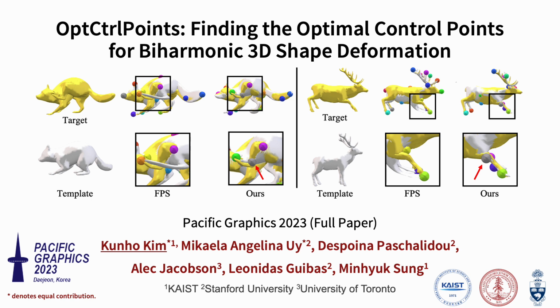Today, we introduce OptCtrlPoint, finding the optimal control point for Biharmonic 3D shape deformation. As you can see in the teaser image, our method can find the optimal control point that generates more plausible shape variation through deformation.